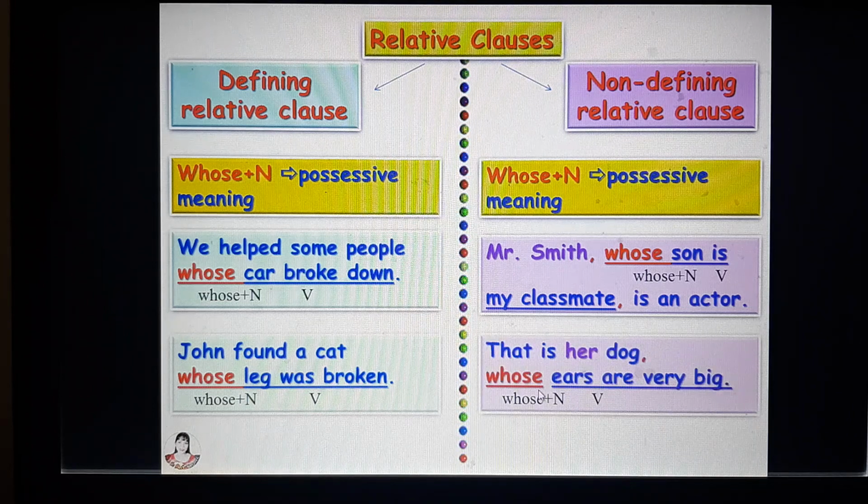That is her dog whose ears are very big. You know, her dog, comma, her dog, my dog, comma. Whose after an animal. Whose ears are very big is a non-defining relative clause.